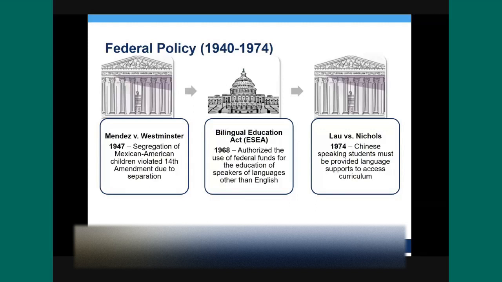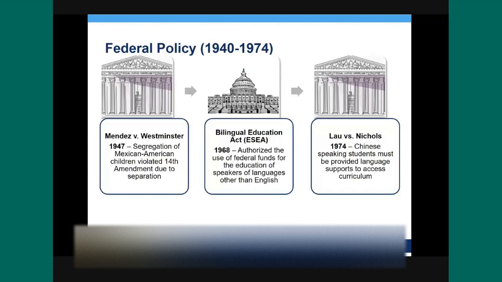The first of which is Mendez versus Westminster, which was actually lobbied by Thurgood Marshall, who later would be the lawyer who also represented Ford versus Brown of Education, and noted that the segregation of Mexican American students into a separate class was violation of the 14th Amendment, really kind of beginning the civil rights movement within education prior to Brown versus Board of Education.